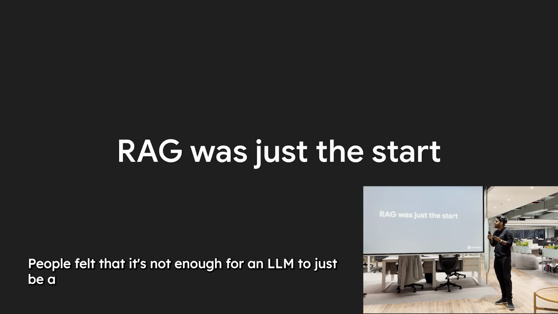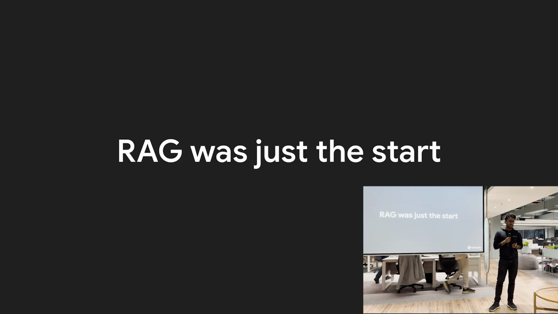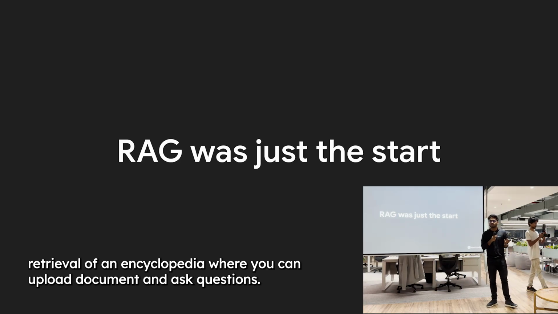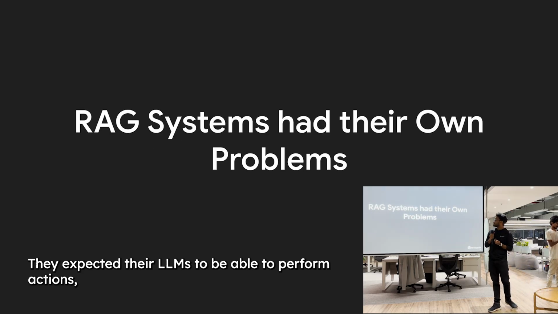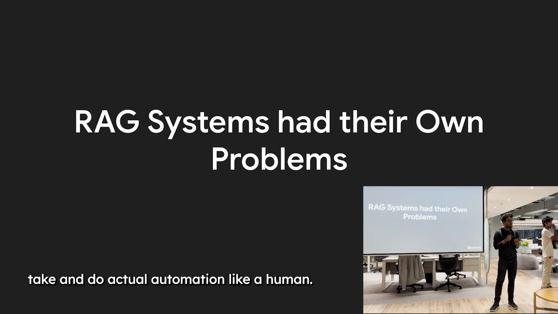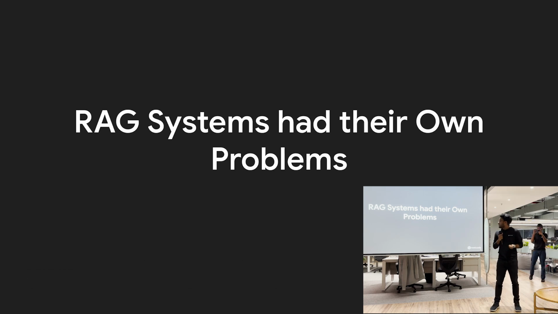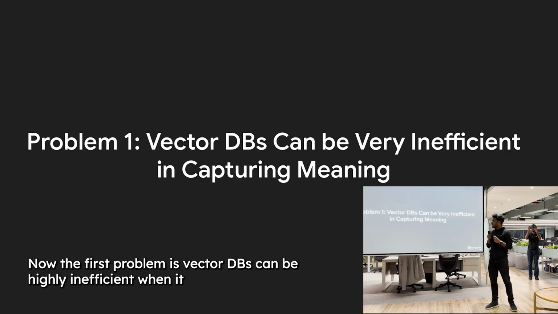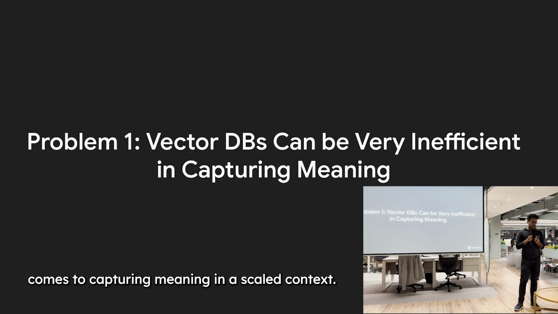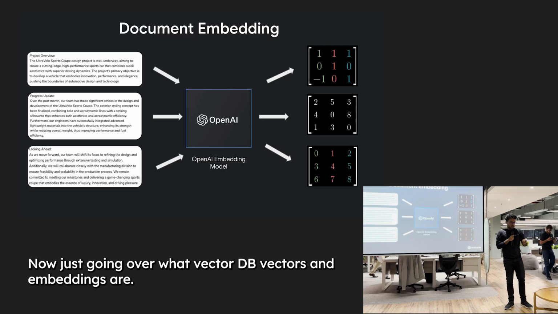People felt that it's not enough for an LLM to just be a retrieval augmented encyclopedia where you can upload a document and ask questions. They expected their LLMs to be able to perform actions, and do actual automation like a human. And this is where retrieval augmented generation started having its series of problems. Now the first problem is vector DBs can be highly inefficient when it comes to capturing meaning in a scaled context.